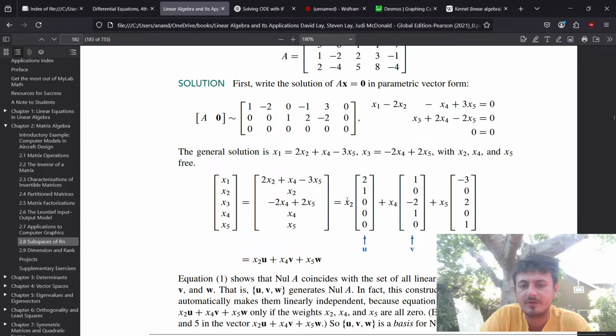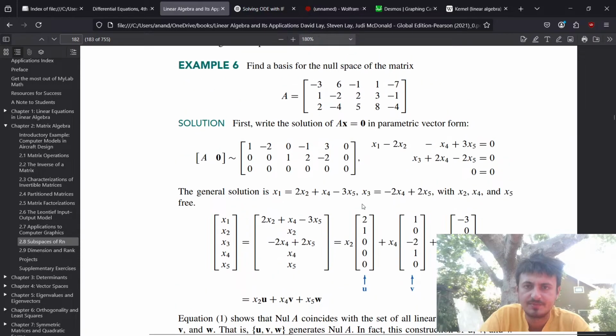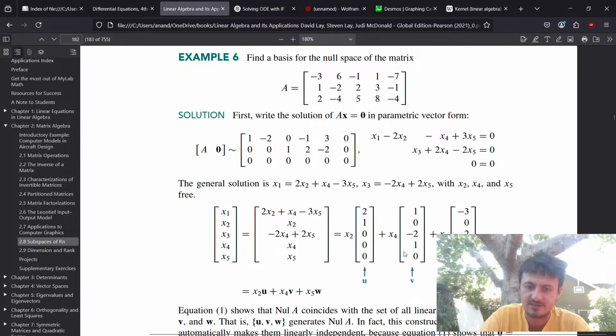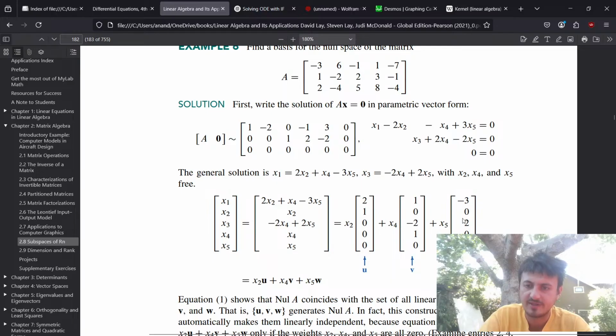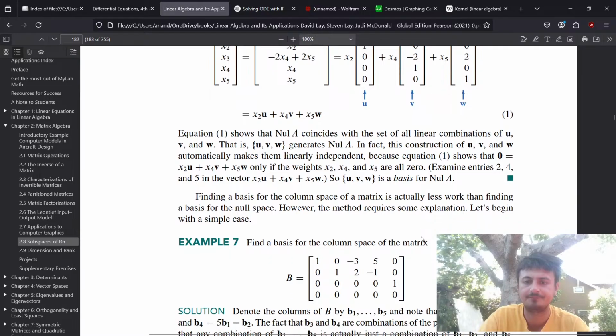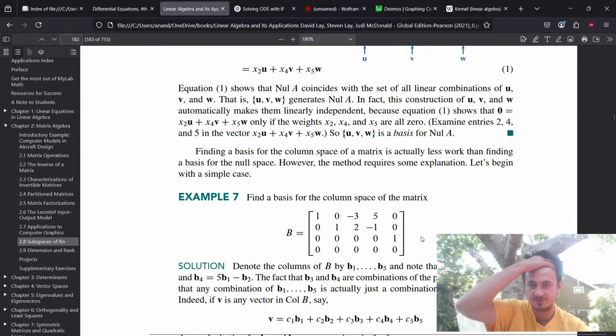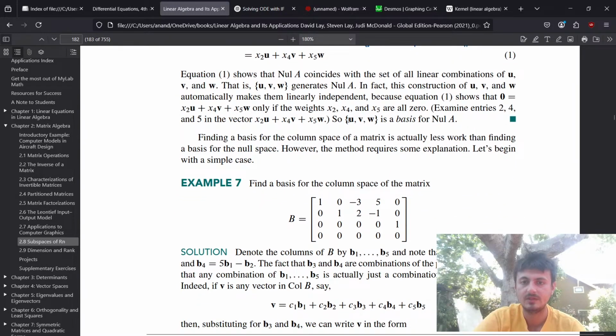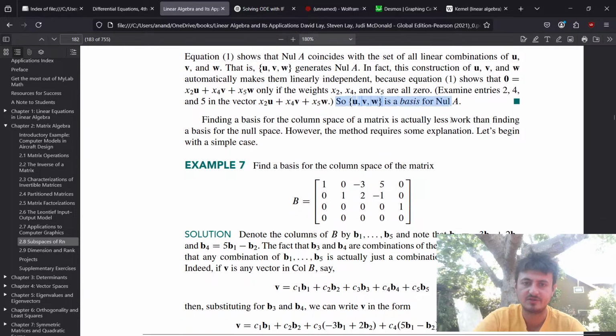Okay, for any linear combination of the vectors, you're going to get a set of 5 numbers that, if you multiply that vector by A, then you'll get 0. That's what it means that this generates the null space. So these are independent, and you can't find numbers x2, x4, and x5 such that this sum becomes 0 unless x2, x4, and x5 are all 0. Okay, that was actually a good review. So u, v, and w are a basis for the null space of A.